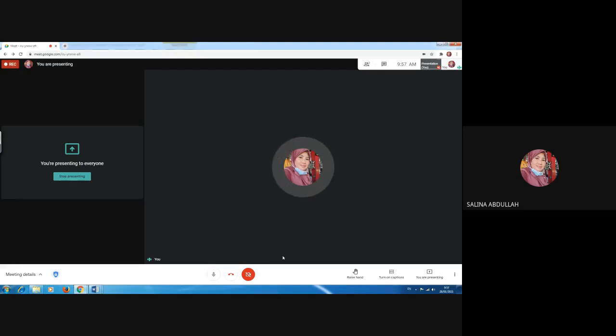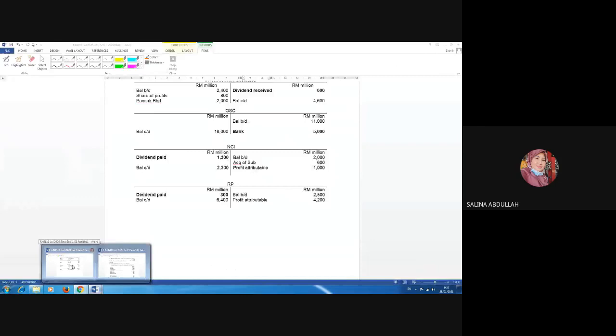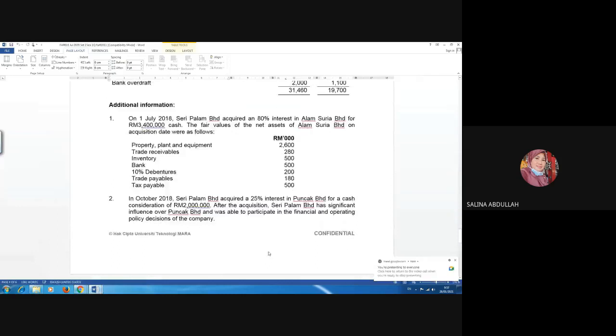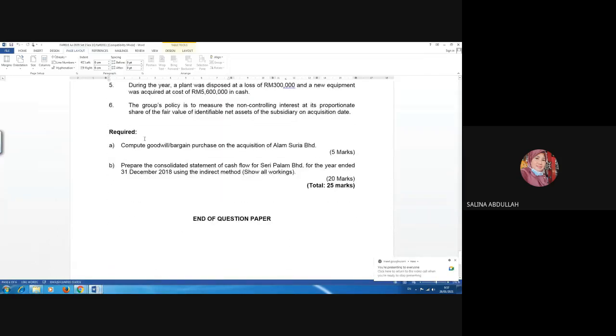Okay, let's discuss consolidated statement of cash flow, referring to a previous semester exam question. Let's take a look at the question here. I did mention before, please always refer to the requirement of the question first. Here we have a requirement to compute goodwill on the acquisition of Alam Surya, and then B, prepare consolidated statement of cash flow. First thing you must identify is the method. Here it is clearly stated it is indirect method.